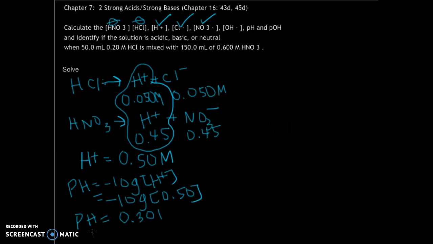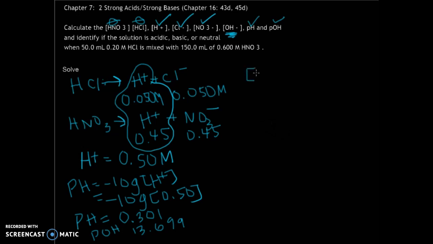So then pOH is easy. What's the pOH? Well, pH plus pOH is 14. So if you take 14 and you subtract 0.301, you get 13.699. So up here I just got pH and I got pOH. So the only thing I'm missing is OH minus. Again, there's a couple different routes you can take. This is the one I'm going to take.